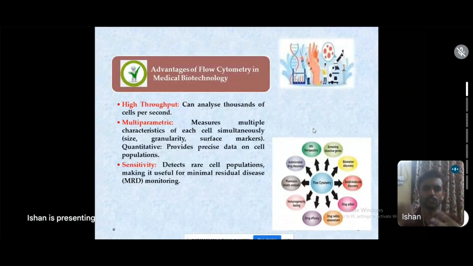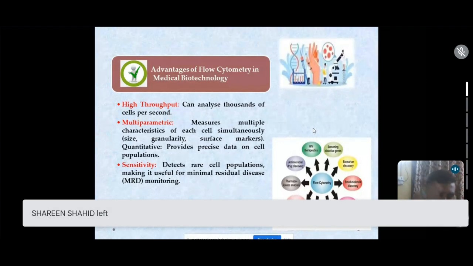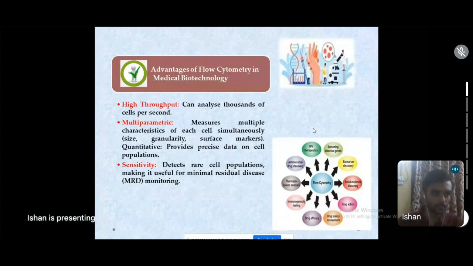If you want further, you can have some HPLC or a GCMS. These also can support. But the recent talk about medical biotechnology is about NGS, next generation sequencing, and sequence analysis. That is also an integral part of our analysis. But flow cytometry is still the classical way of analyzing in medical biotechnology. Now, what is the advantage? It is high throughput. What is high throughput? It can analyze thousands of cells per second.